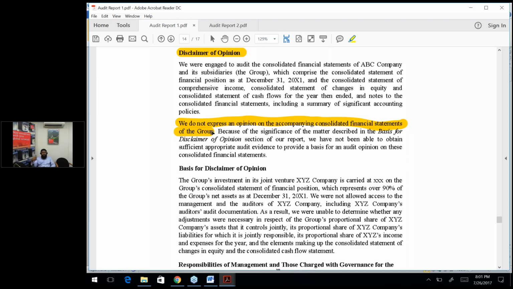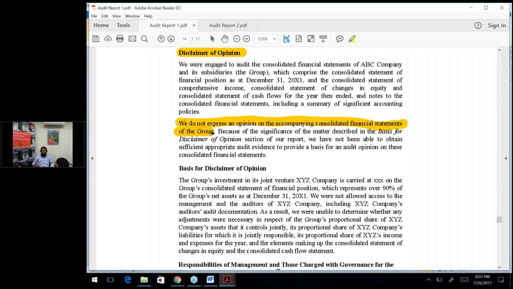So remember one thing, whenever there is a disclaimer of opinion, there will be no key audit matter section in the report. You would say why? The reason behind that is, in the key audit matter section of the report, you say that amongst the matters, we do not express a separate opinion. I mean, you actually say that whatever the opinion is on the financial statements as a whole, that's the same opinion for these matters under the CAM section.